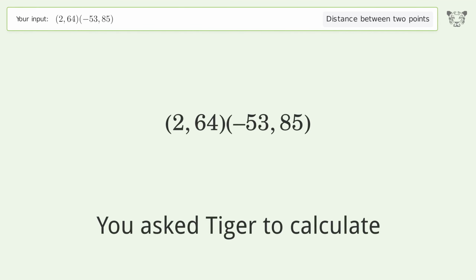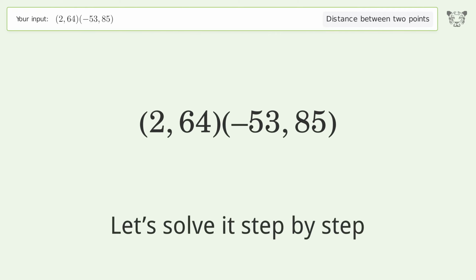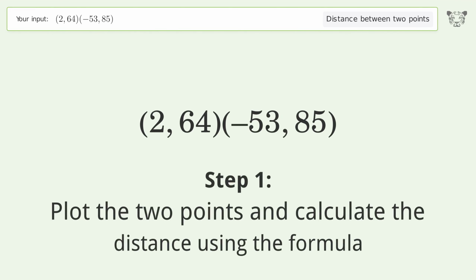You ask Tiger to calculate the distance between 2 points. The distance between the 2 points is the square root of 3466, or 58.873. Let's solve it step by step. Plot the 2 points and calculate the distance using the formula.